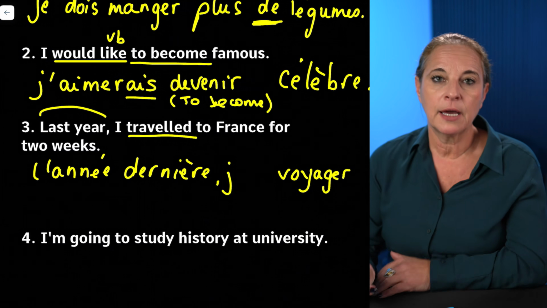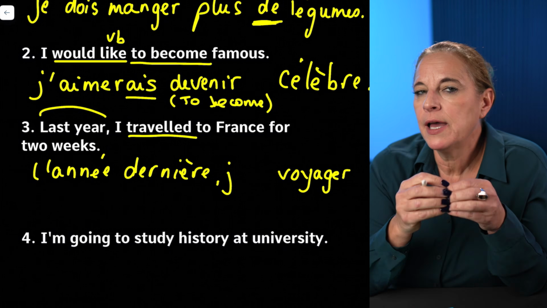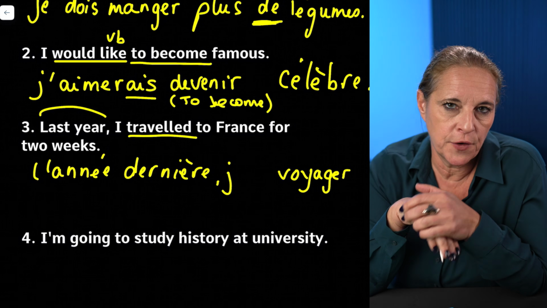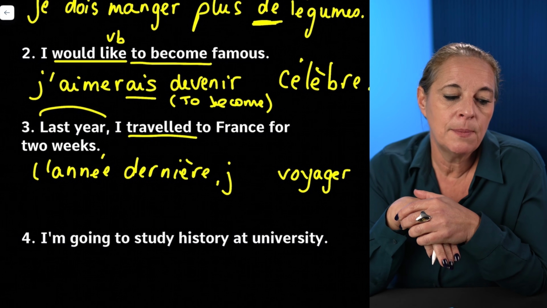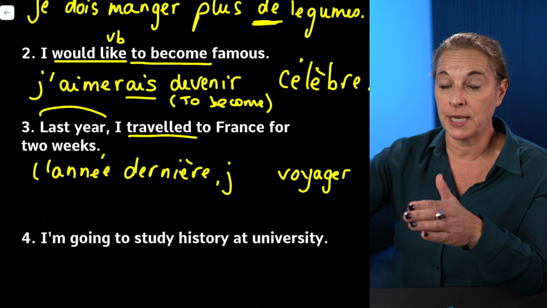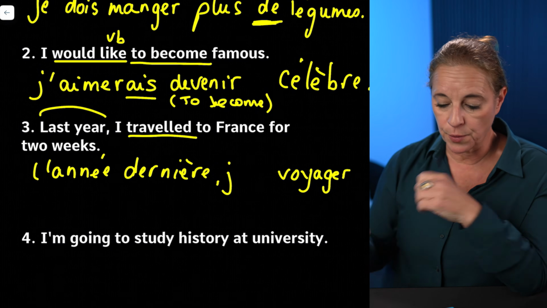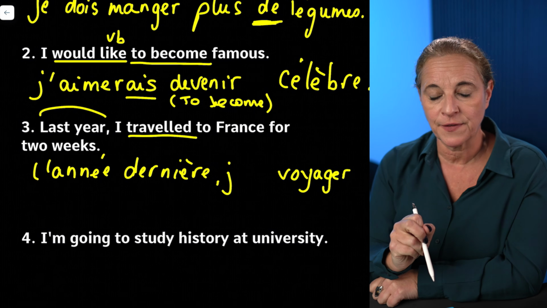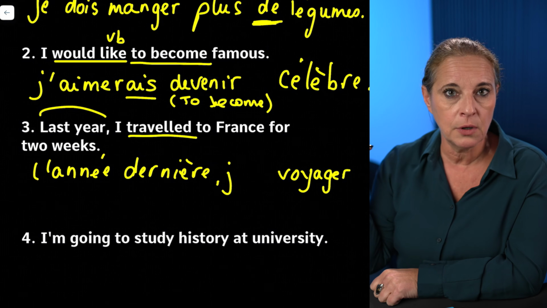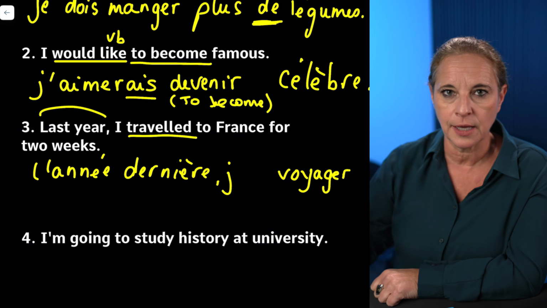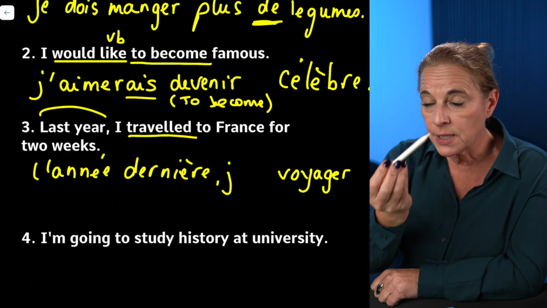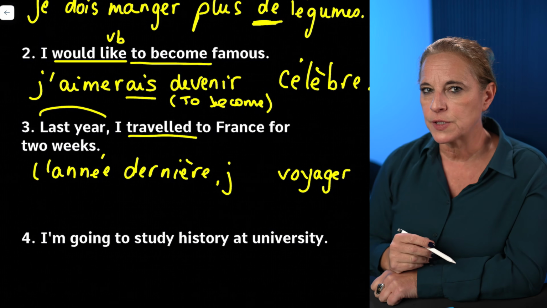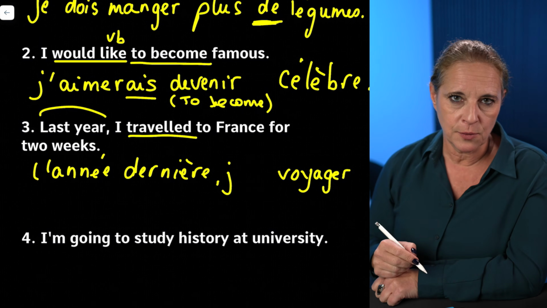Okay. Now, remind me how we form a past tense of a verb in French. Well, a passé composé is an action that took place in the past and is gone and done over with, which is exactly what we have here. Last year, I traveled, gone. I'm not still traveling, I traveled. So therefore, we need a passé composé. How do we form a passé composé?